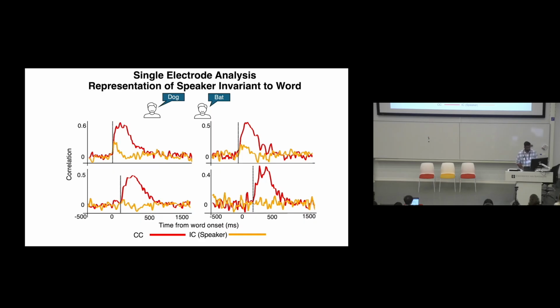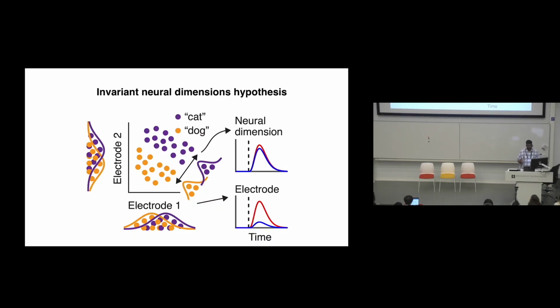After looking at this, we start by exploring the invariant neural dimension hypothesis, which is a very popular hypothesis of population code, very popular in vision. If you look at the distributions under each of the electrodes, you'll see that the distributions of cat and dog are highly entangled. But if we are able to learn a neural dimension which separates those two, they separate out and you're able to see an invariant representation.